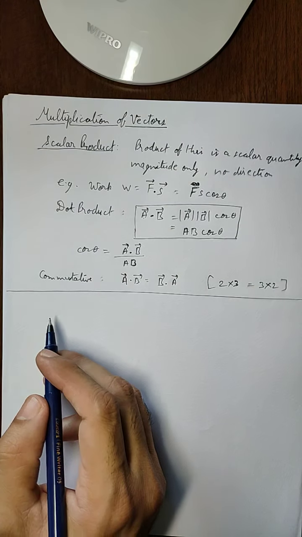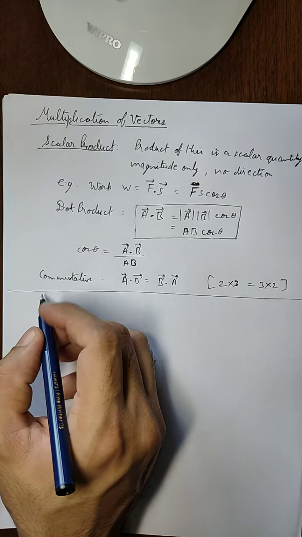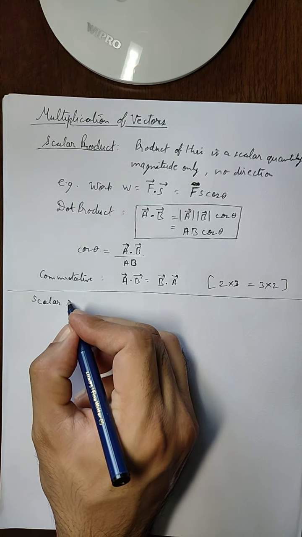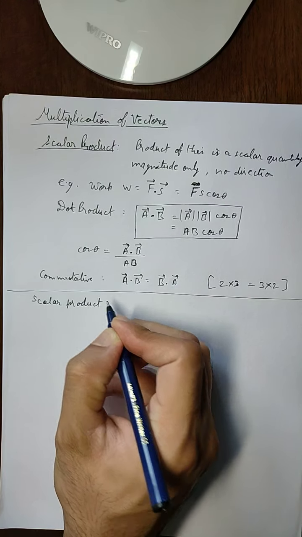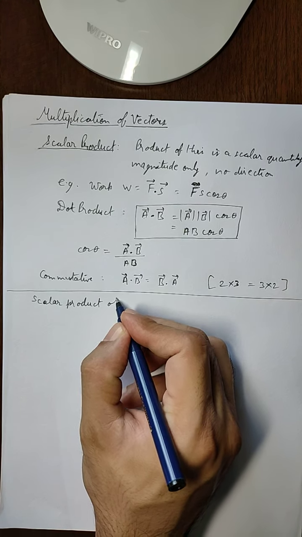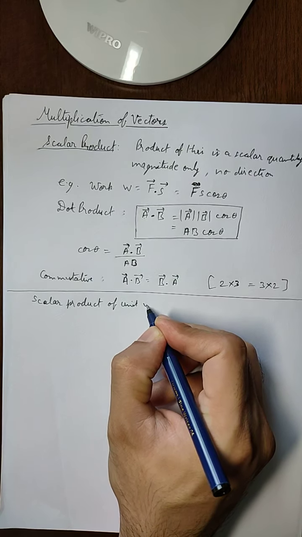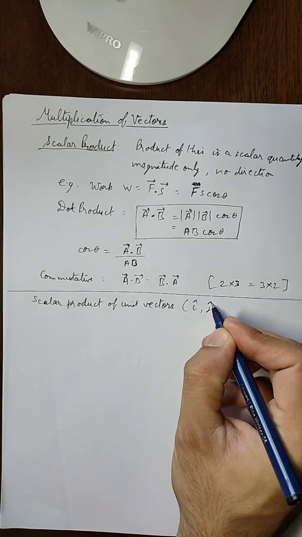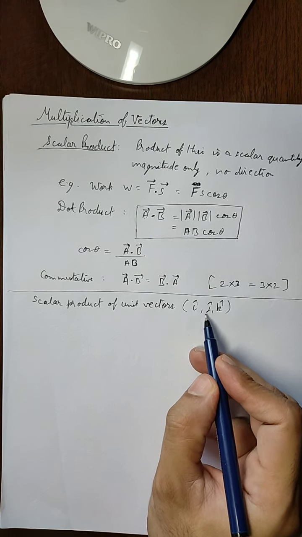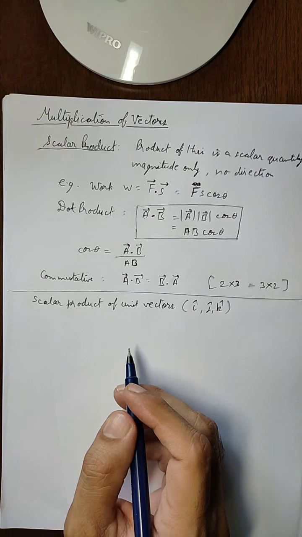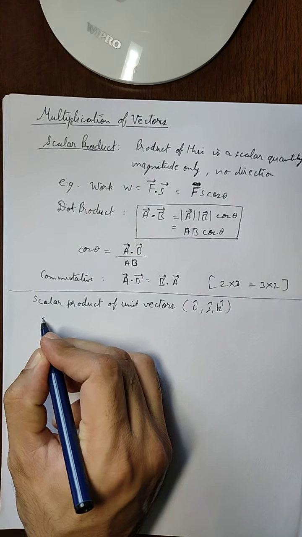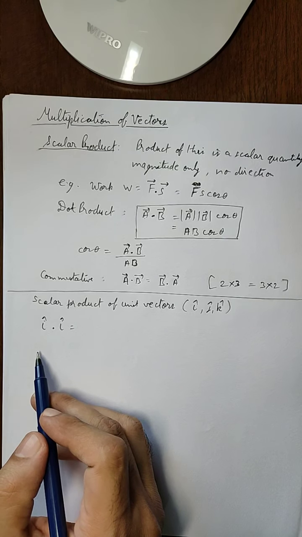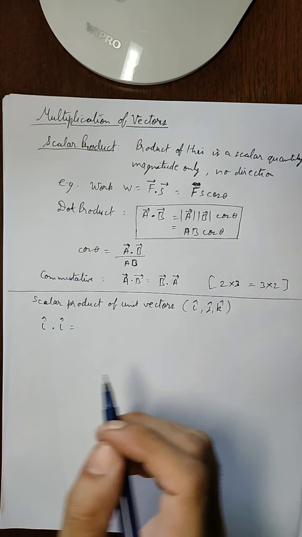Now by this concept we have a very important fundamental problem which we are going to use every now and then, and this is the scalar product of unit vectors. Unit vectors are i cap, j cap and k cap for x axis, y axis and z axis. Now let us take i cap dot i cap. We are having scalar product of i cap with i cap.